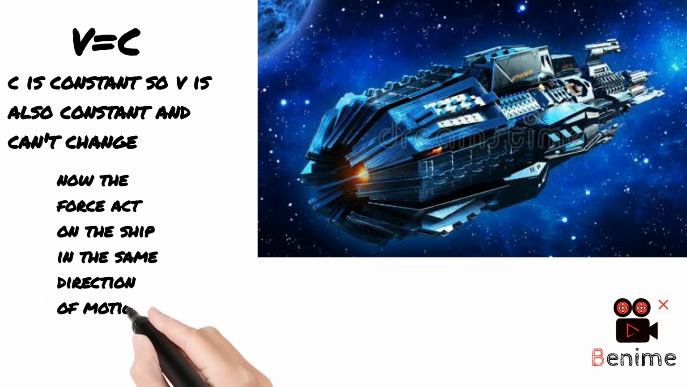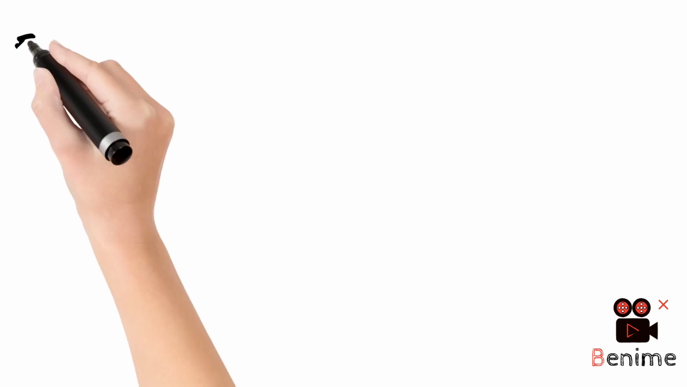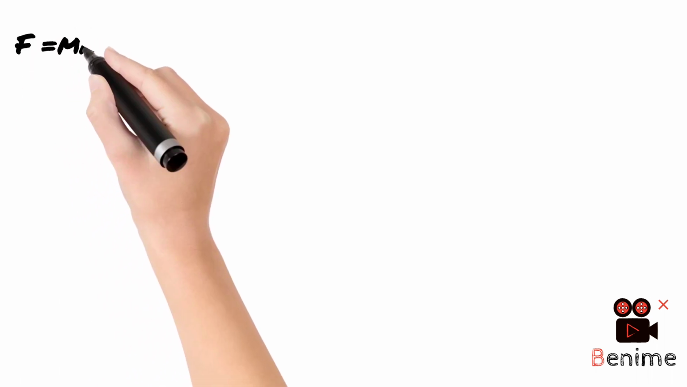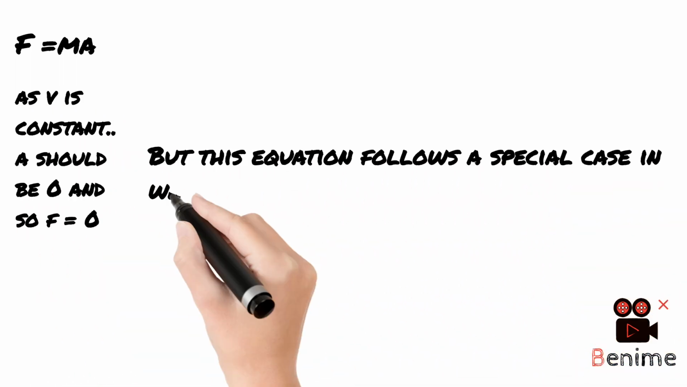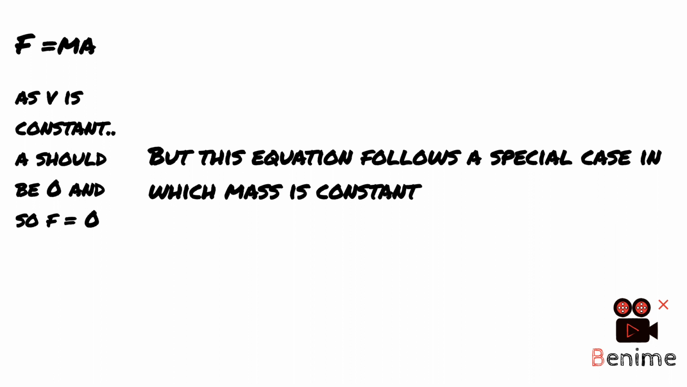What will happen now? You must be thinking that the force should be zero as the acceleration is zero, if we follow the F equals ma equation. But you are wrong. Not you, but the equation is meant for a special case. And that special case is that mass stays constant, which is true for Newtonian physics but not for modern physics.